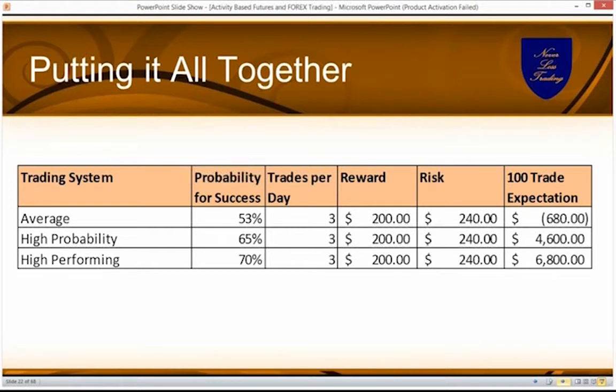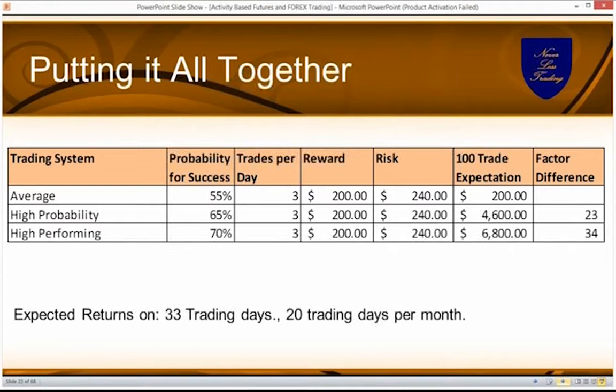And when you do that, you most likely, after 100 trades, lose $680, not even considering commissions, because the commissions are mixed in the risk part of it. Yeah, but you see, you had no chance to make money. However, if you do that with a 65% predictable system, after 100 trades, you'll produce $4,600. At 70%, you'll produce $6,800.